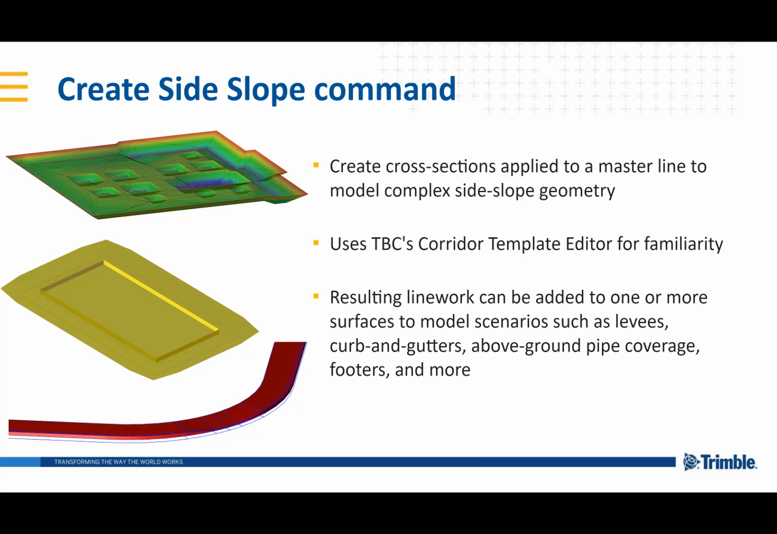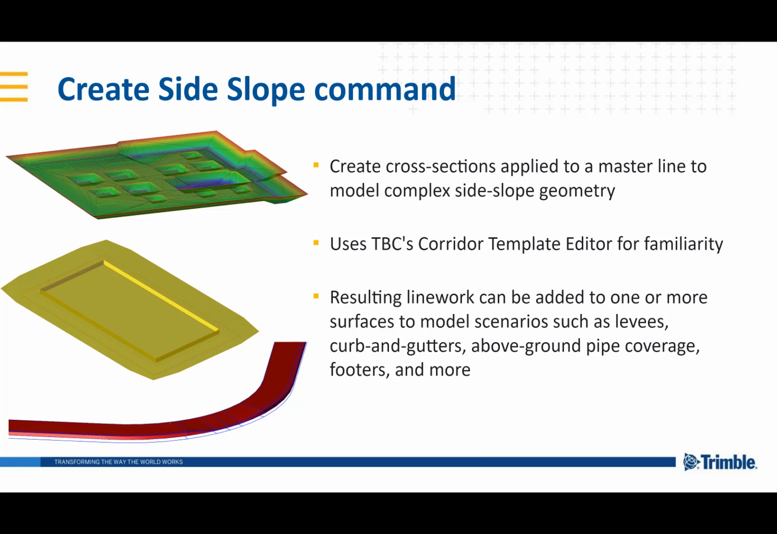We've added a new side slope command called Create Side Slope. This will allow you to create cross sections applied to a master line to model complex side slope geometry. If this sounds familiar, like you're creating templates applied to an alignment in our corridor routine, that's good, because it uses the same corridor template editor, which should breed some familiarity with this new command.